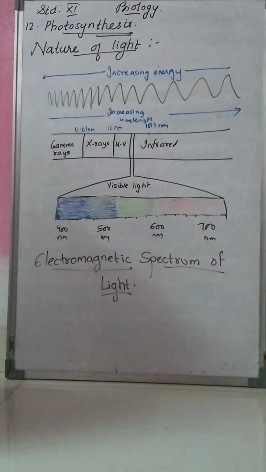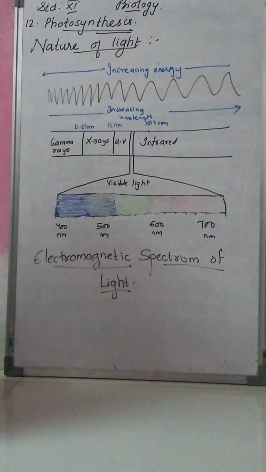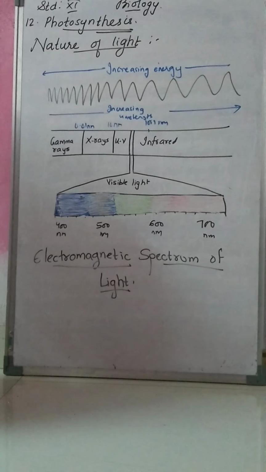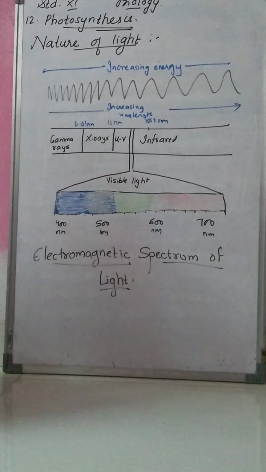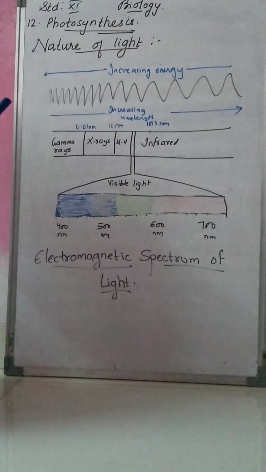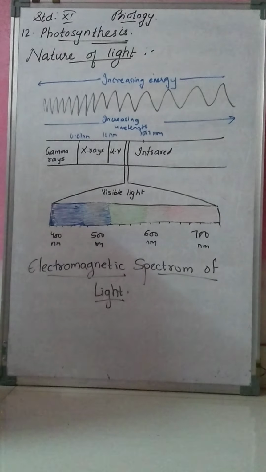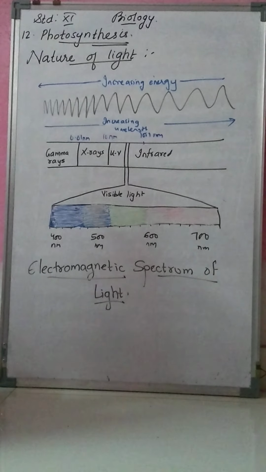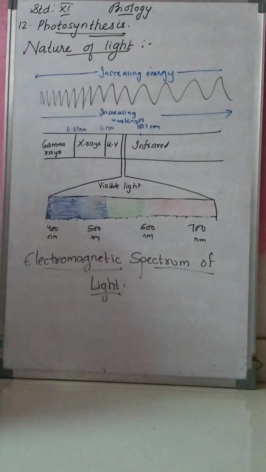In biology, we have started with chapter number 12, that is photosynthesis. In chapter 12, we have studied the definition of photosynthesis. Then we have also studied the structure of chloroplast. Then last time we have studied two predominant types of chlorophylls. Now let's continue with the chapter.